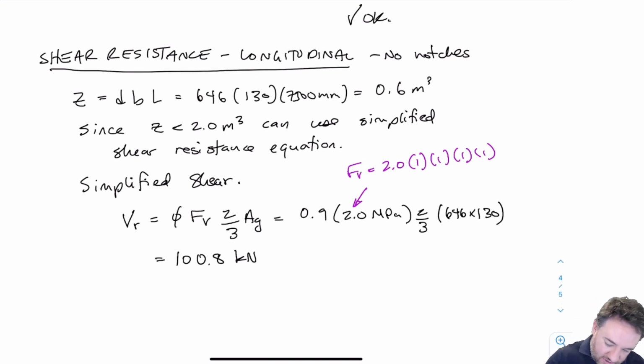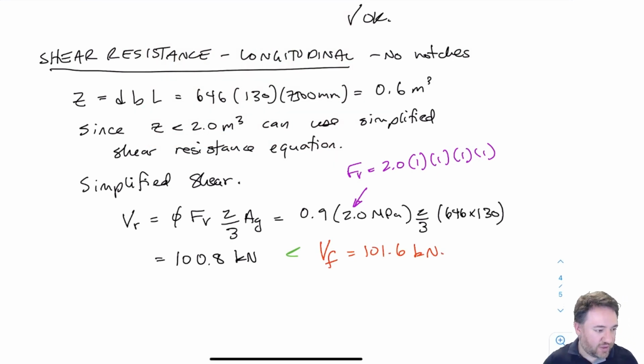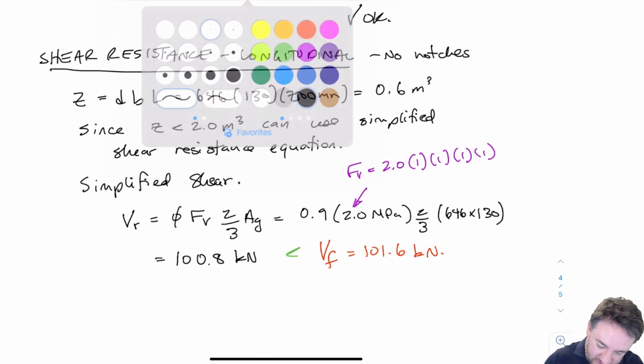Okay, so this is unfortunately a little bit less than our V_f, which happened to be 101.6 kilonewtons. So this is a full kilonewton lower than the limit. It's pretty close, but good news is we can, especially since it's close, we have easy ways to fix this problem. So here is the note.